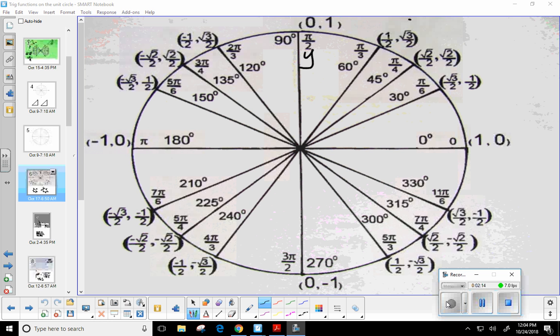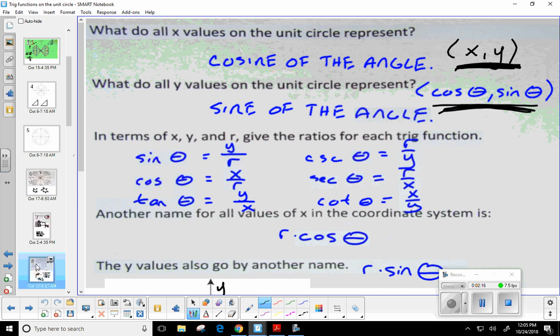Here was our unit circle. We've talked about the patterns. Now we're moving away from opposite, adjacent, and hypotenuse. We want to give the ratios in terms of the vertical distance, the horizontal distance, and the length of the radius. So sine is y over r, cosine is x over r, tangent is y over x, and then the reciprocals will follow suit.